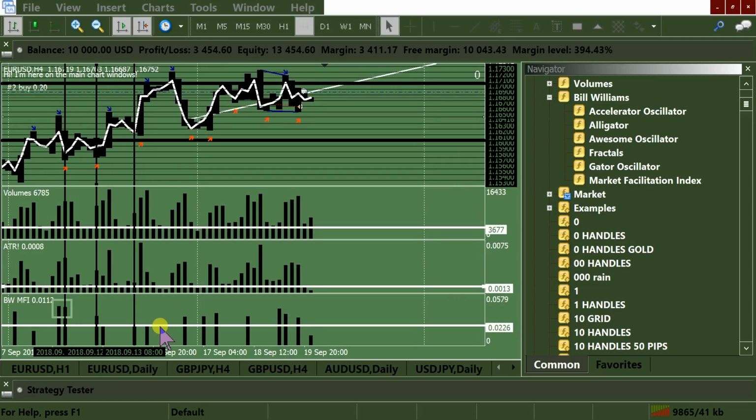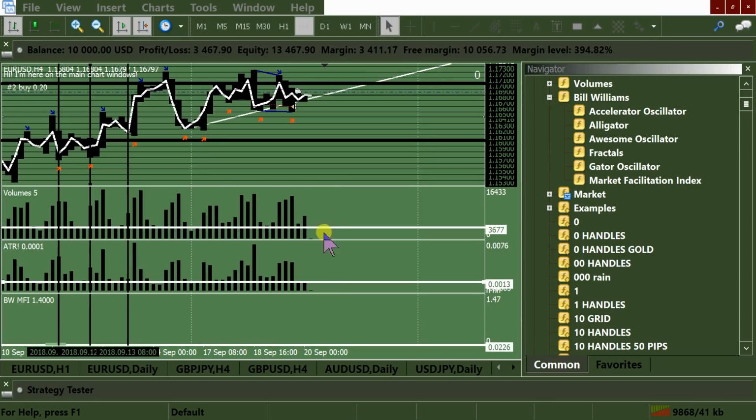And I do think this is the better trade. And this is why I don't put too many filters on. The only filter I would need is this one, the ATR, because the volume is what's giving me the Bill Williams formula, which is just nonsense to me.